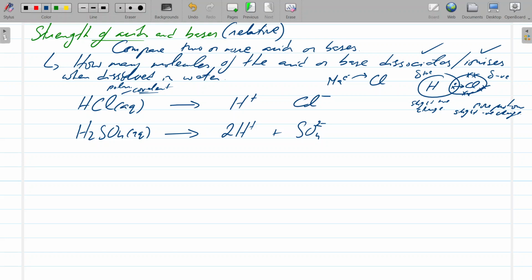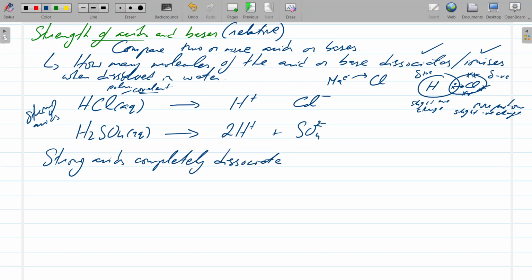Whereas what happens with a weak acid? These are strong acids, and if I just write that down, strong acids completely dissociate in aqueous solution.